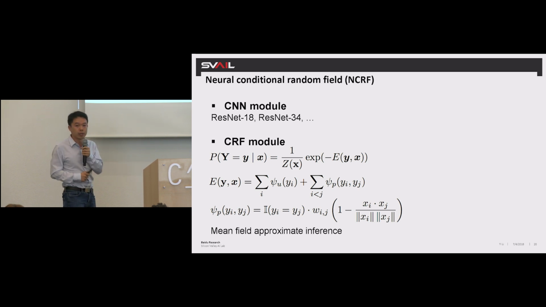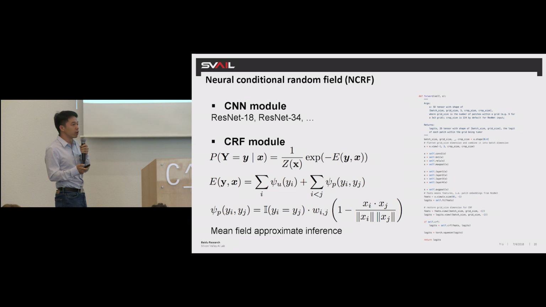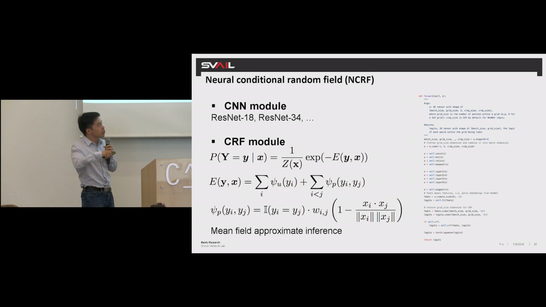For the unary potential, it's just the negative logits out of the CNN classifier. For the pairwise potential, we design it as the cosine distance. It's a number between 0 and 1 to measure how far away two patch embeddings are. And finally, we use the standard mean field approximation to do the inference. And this is actually a snapshot of the code for this algorithm.